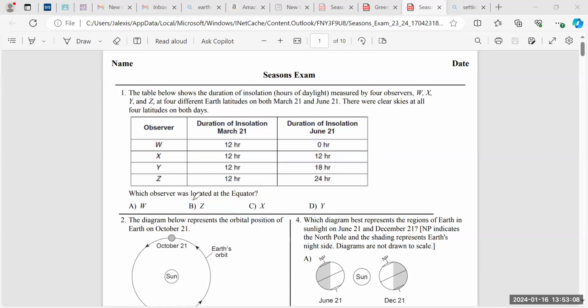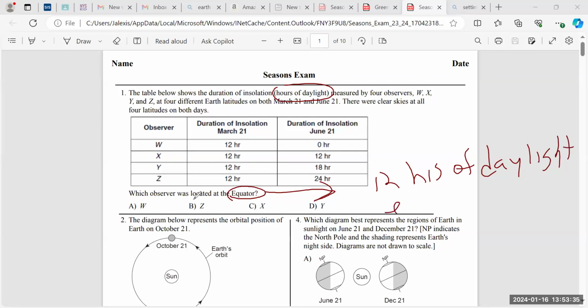Which observer was located at the equator? Now, what's very interesting is we should already know something about what's so special about the amount of daylight hours and the equator. The special thing about it is that when you're on the equator, every single day out of the year, you get 12 hours of daylight every day. Every day of the year.